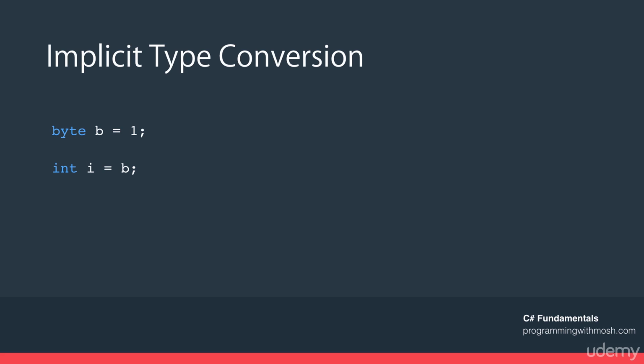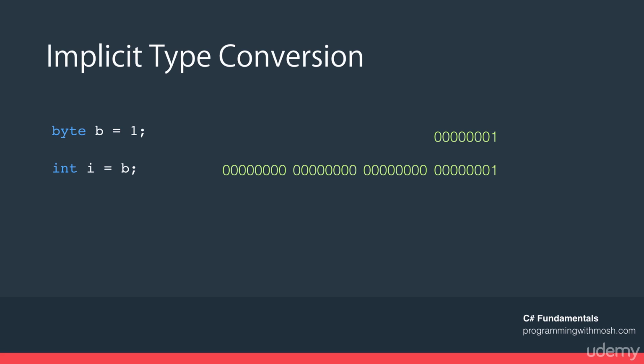A byte, as you know, takes only 1 byte of memory, and an integer takes 4 bytes. So we can easily copy a byte to an integer. What happens at runtime is, let's take a look at this slide. So here's the binary representation of our b variable here. So 1 is represented as 7 bits of 0 and 1 bit of 1.